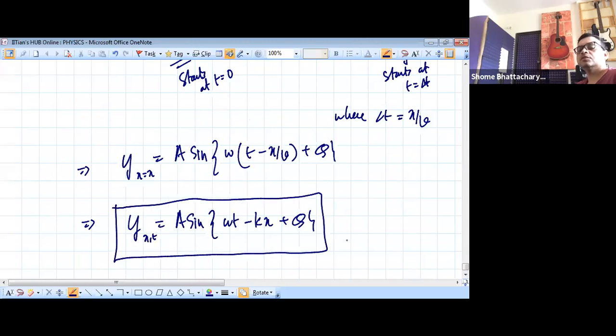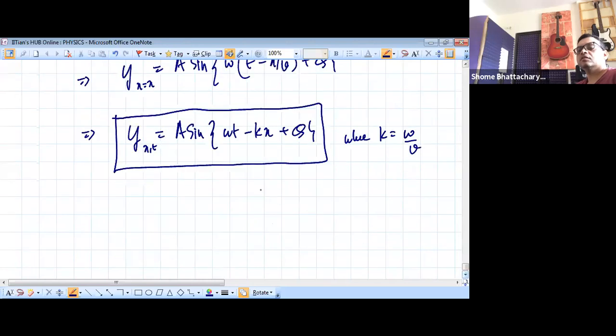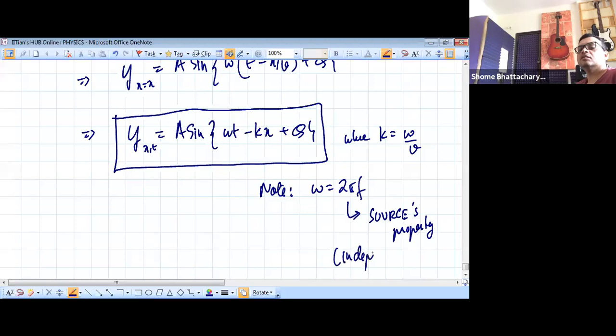So this becomes k, where k is nothing but omega by v. So you understand that omega, which is 2 pi f, is the property of the source. It is the source's property. It has nothing to do with the string. It is independent of the medium.